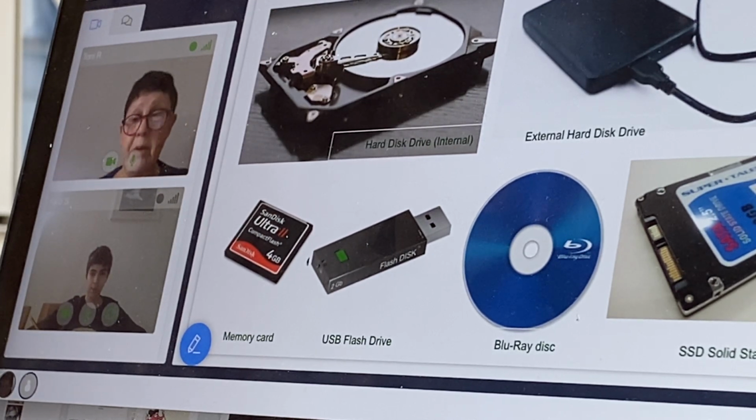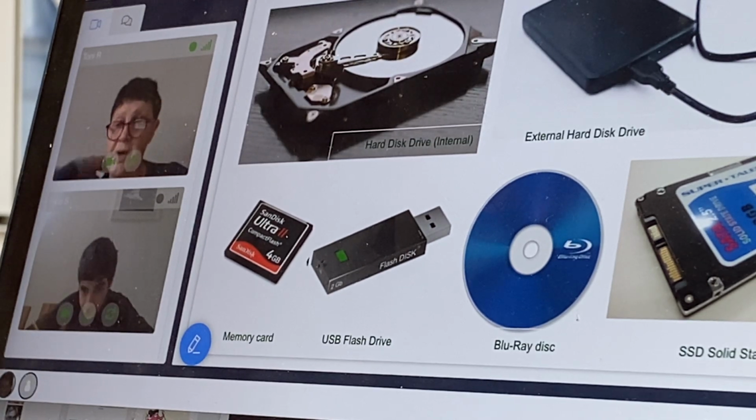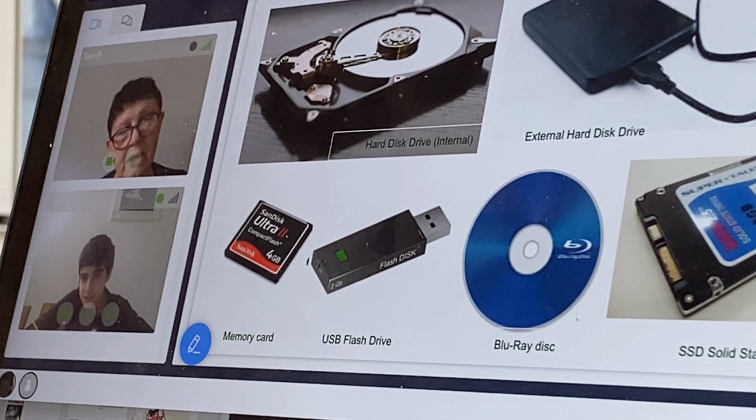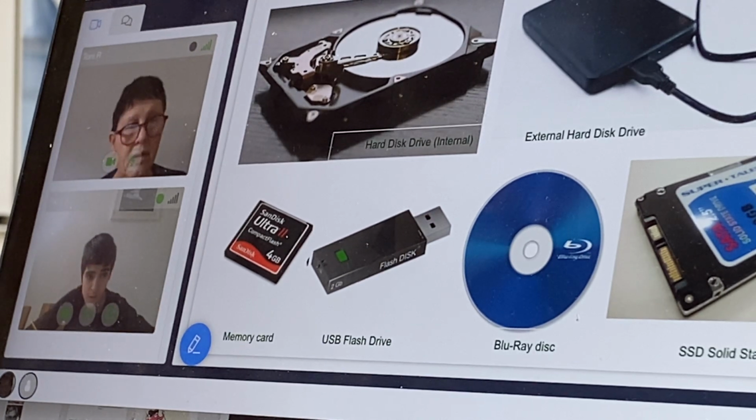And the one that you're probably more familiar with is the Blu-ray disc. Do you have any? Yes. Good, okay. And then this last one here, we've got a solid state drive, an SSD drive. Do you have one of these, or don't you know? Yeah, I've seen it in my house, but I don't know what it's used for.